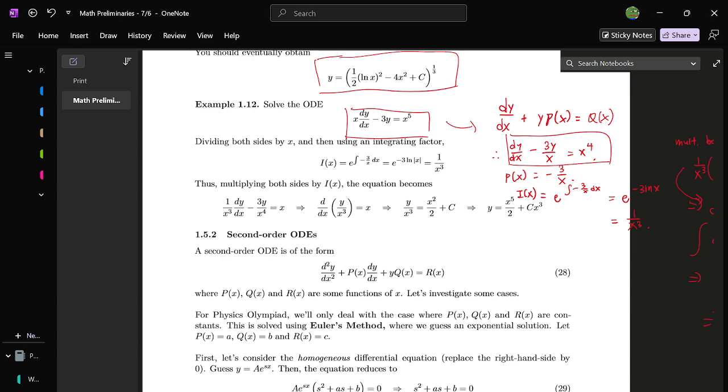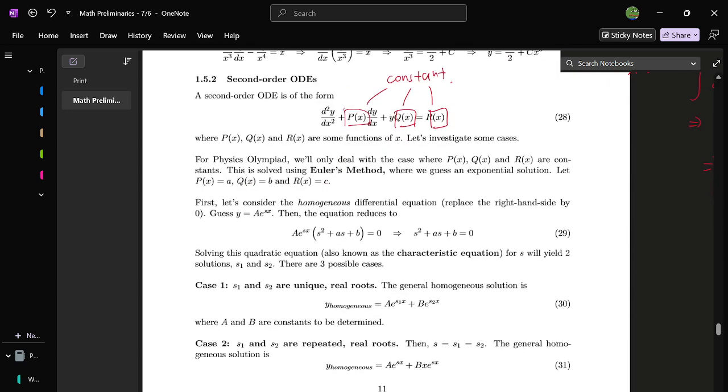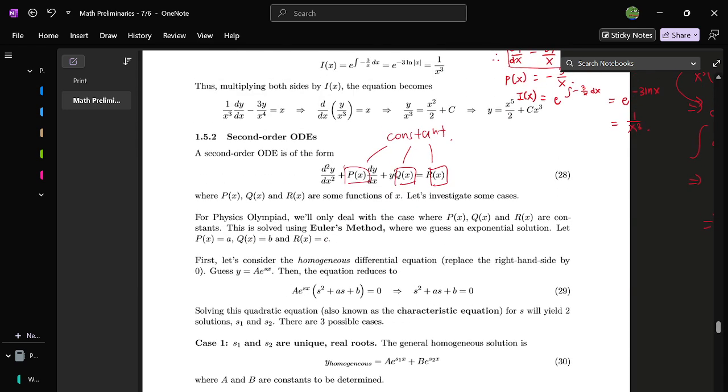So for second order ODEs, we have it in this form here. And usually for the context of physics Olympiad, we only care for the case where all these things here are all constant. So if they're all constants, moving on, we'll just write this.